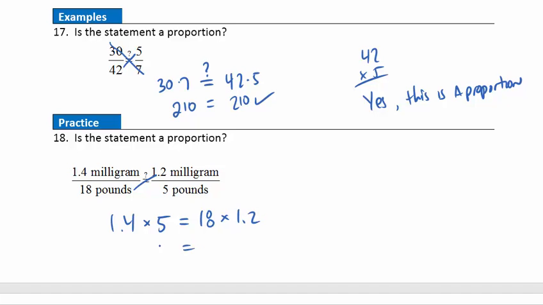All right, so 1.4 times 5 gives us 7. 18 times 1.2 is not going to give us 7. It's going to give us 21.6. So since these cross products are not equal, we would say no, this is not a proportion.